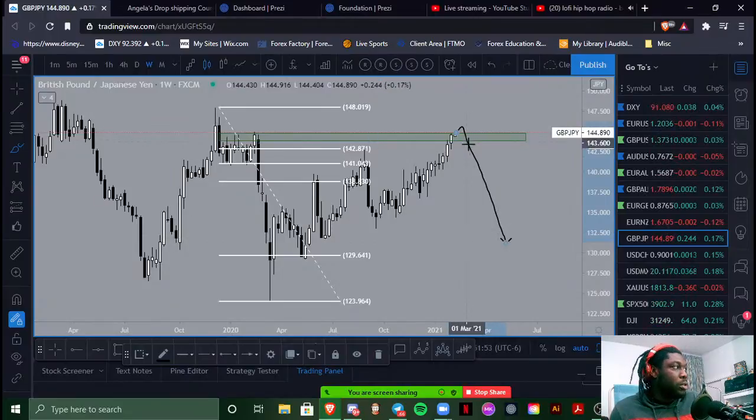I doubt that price would do this, unless it did something like this. That'd be nice. But yeah, all I can see is price just coming up slightly higher, then dropping to the downside.